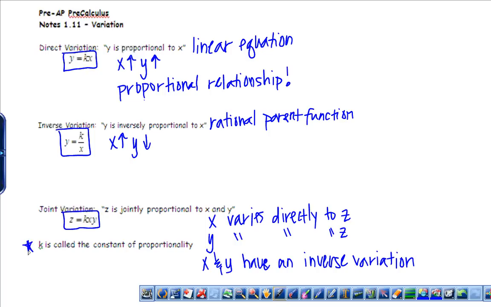Right here, it does mention the variable k. K is called the constant of proportionality, and you're going to hear that through basically every problem, and we're going to be using k all the time. All right, let's see what the first problem holds.